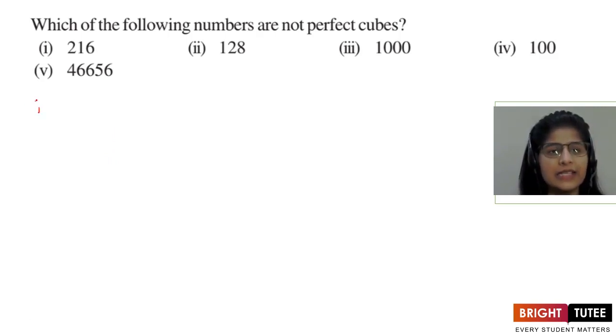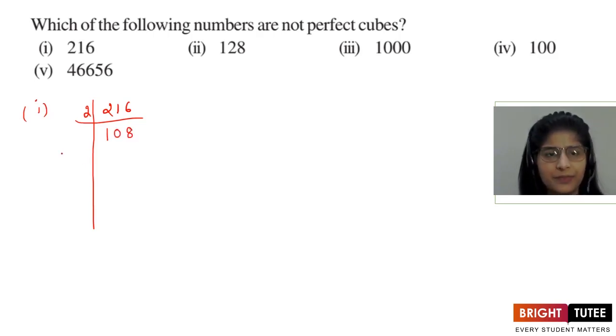The first part says it is 216. Let us do the prime factorization for 216. Okay, so starting with 2. 2 ones are 2, right? Now 1 is not divisible, we will write 0. And then 2 8s are 16. Again with 2, 2 5s are 10, 2 4s are 8. Again with 2, 2 2s are 4, 2 7s are 14.